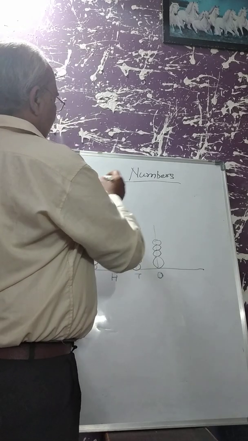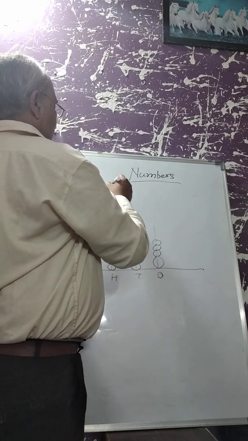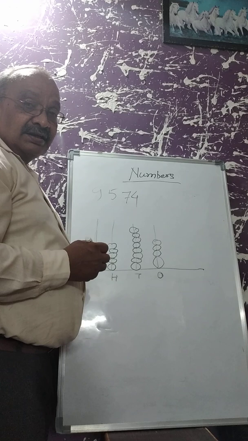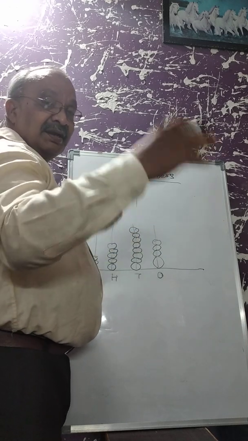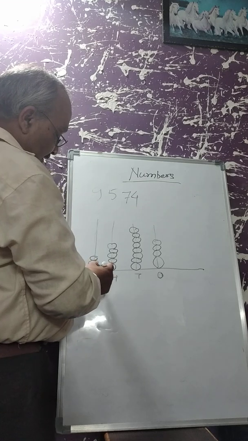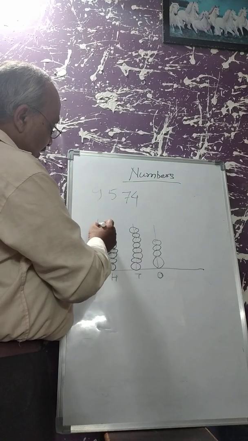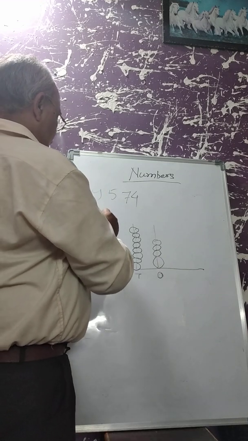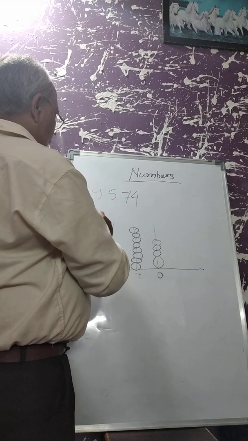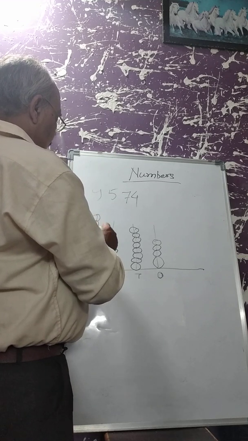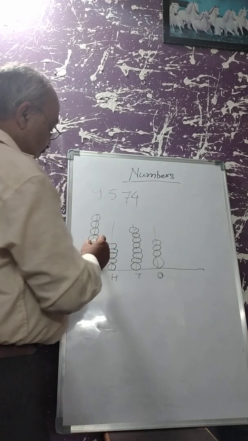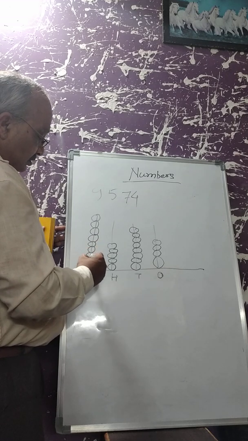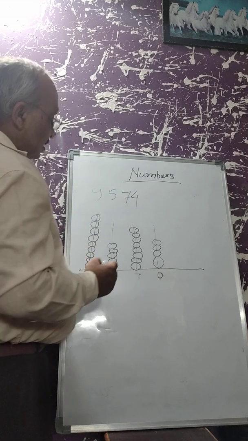Again, say 9574. This is the number, and you have to write its expanded form. So how many beads will be there in this abacus? It should be 9, isn't it? 1, 2, 3, 4, 5, 6, 7, 8, and this makes 9.